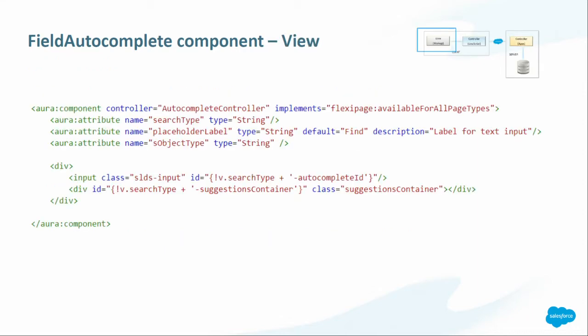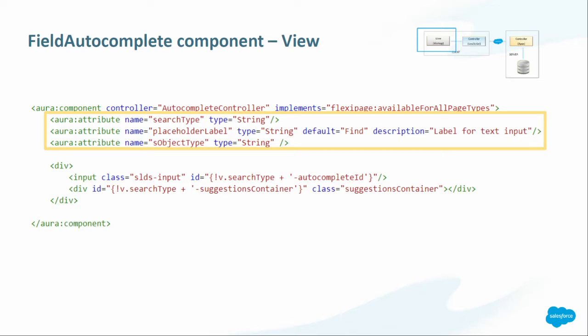So here is the first step that we did. This is kind of starting to create a component. And we can see in the top, we are using a basic Lightning component. We specify the controller, and we also say that we are going to implement the flexipage available for all page types. This is important because if you want to include this component in a Visualforce page, let's say it's not advisable, but maybe you have a Salesforce Classic application and you just want to have a Visualforce page, just adding these implements will let you put your components in that page.